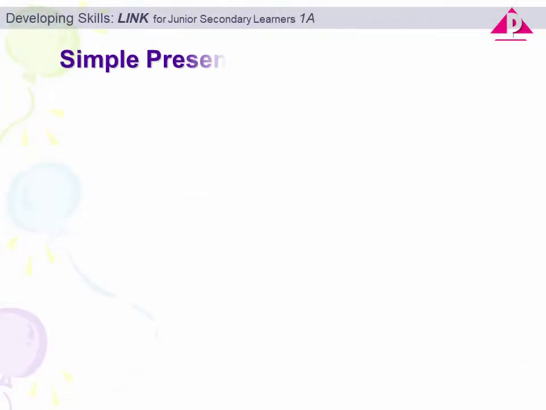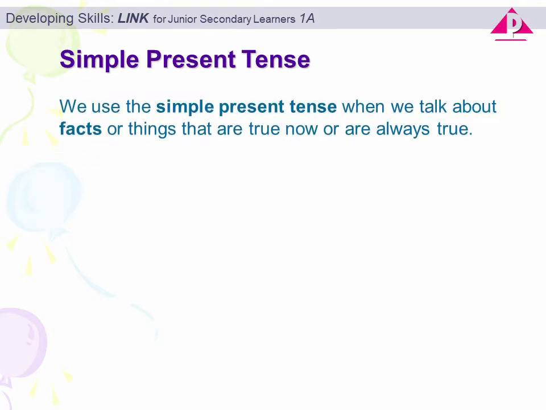In this video, we will talk about the simple present tense. We use the simple present tense when we talk about facts or things that are true now or are always true. Here are two examples.